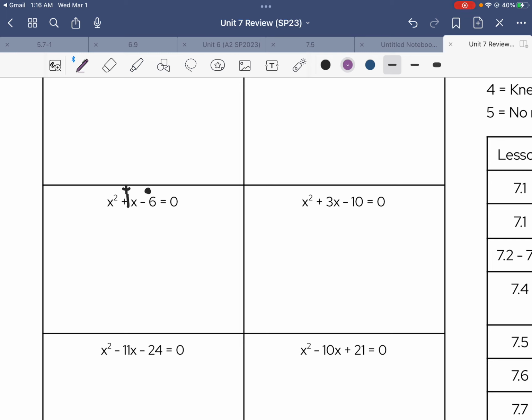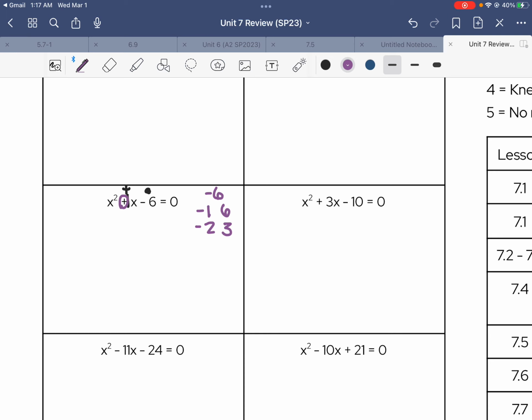Now, what multiplies to negative 6? Let's start with just 6. 1 times 6 or 2 times 3. That's it. Then you have to decide if the sign in the middle is positive, you want your bigger number to be positive. If the sign in the middle is negative, you want your bigger number to be negative. So since it's positive, I want my bigger number to stay positive and the other one to be the negative. Otherwise, it won't multiply to negative 6.